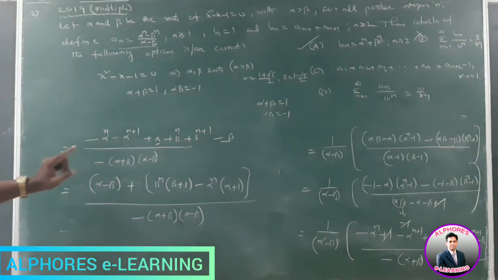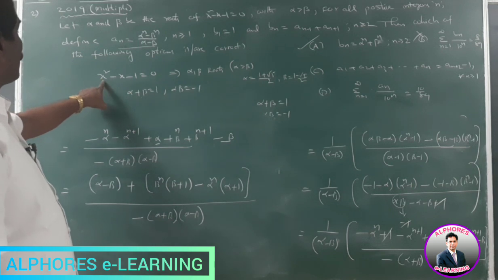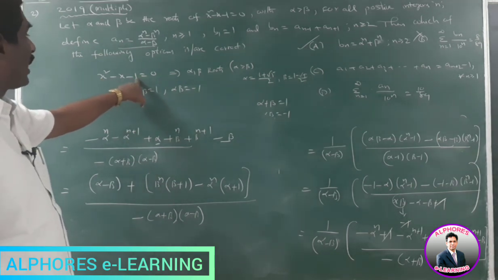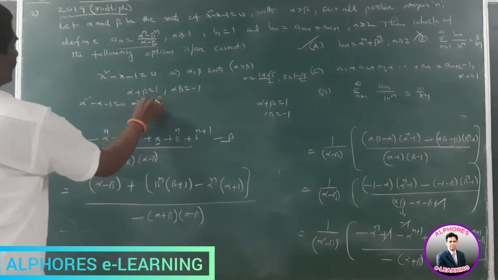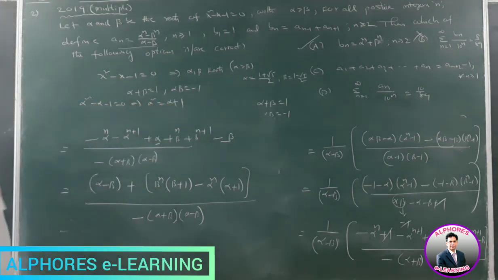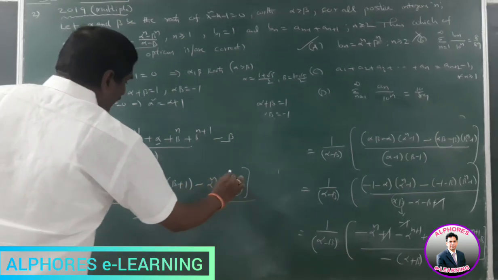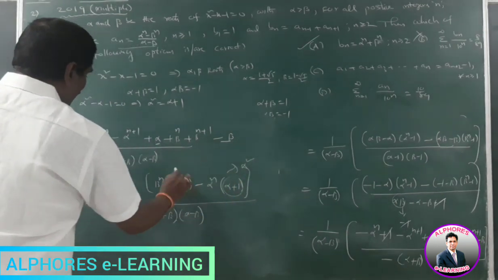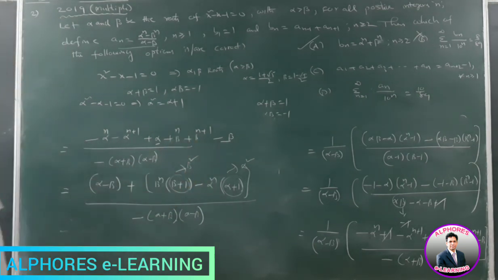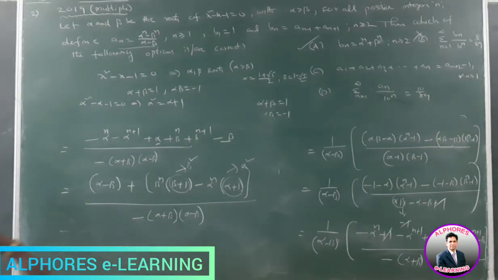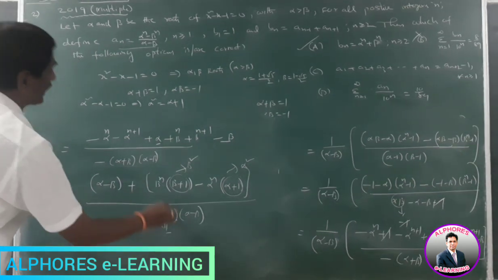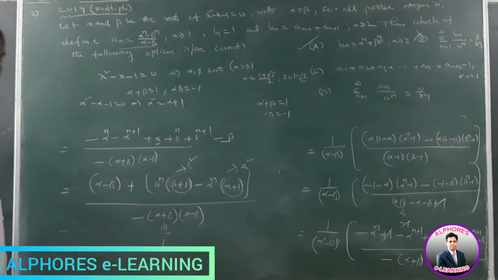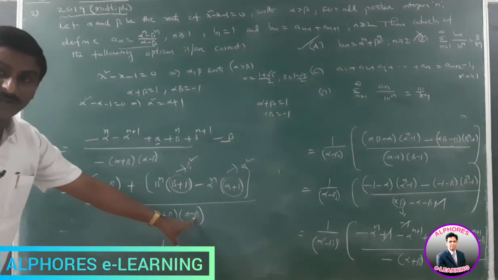Here x square minus x plus 1 is equal to 0, alpha is the root. So alpha square minus alpha minus 1 is equal to 0. That means alpha square is equal to alpha plus 1. So alpha plus 1 can be replaced as alpha square and beta plus 1 can be replaced as beta square. Next, this can be split into, sum of the roots alpha plus beta is equal to, already we know that value is 1. So it can be reduced into minus of alpha minus beta.